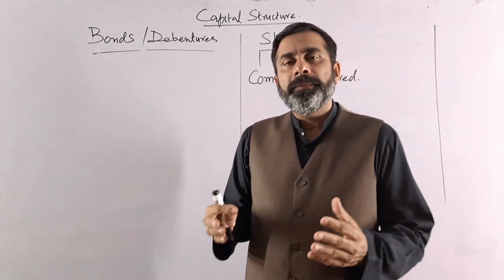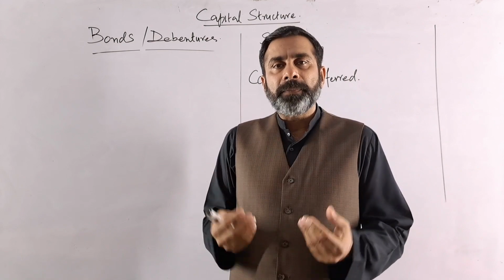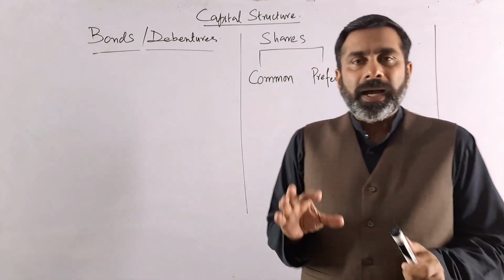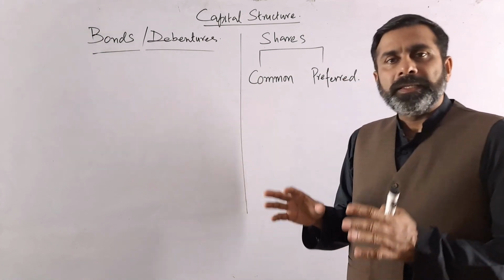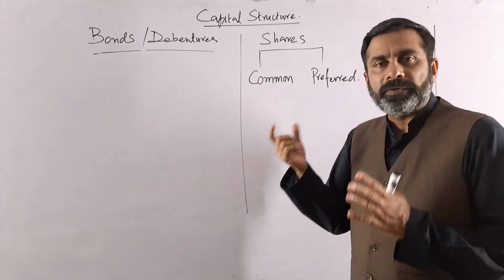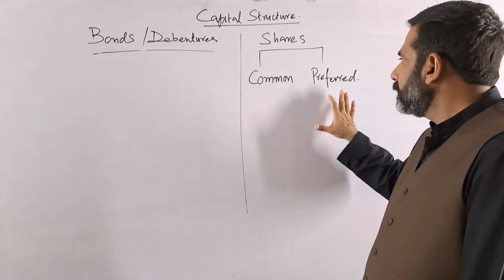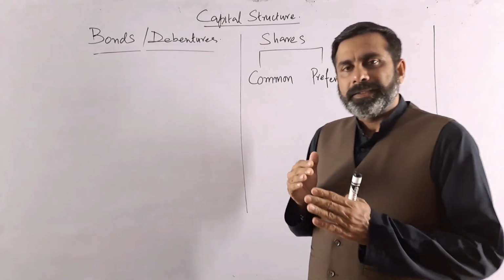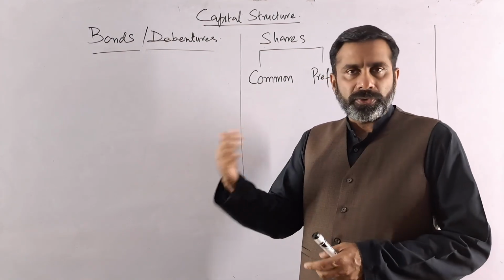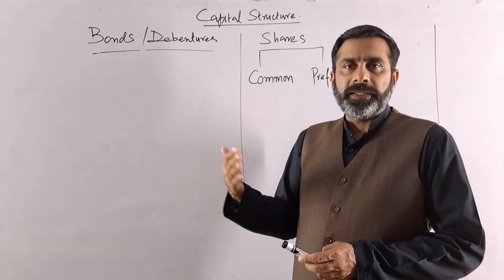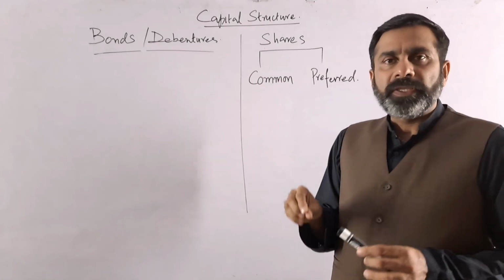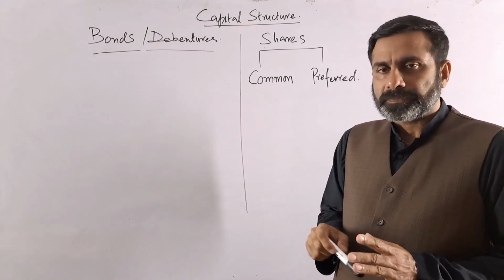Whenever a business needs capital or investment, they have two sources. Either they can get the finance from the shares, and in shares we have two main types, the common shares and the preferred shares. We have already discussed the difference between common shares and preferred shares, so you can refer back to that video and topic. Now we are going to discuss the concept of bonds or debentures.